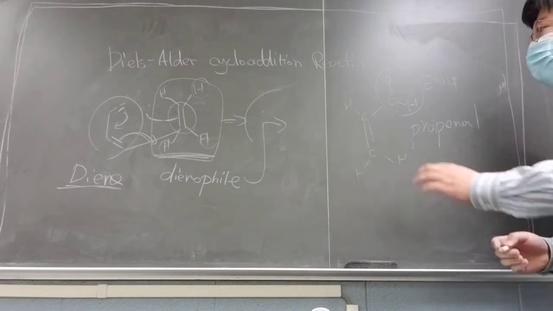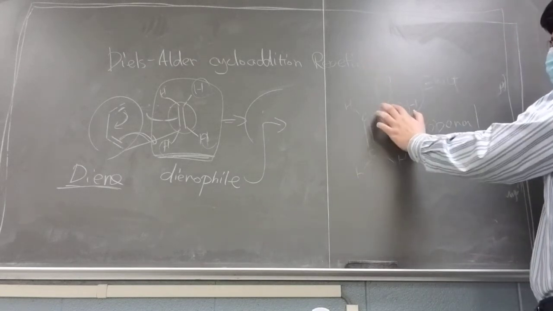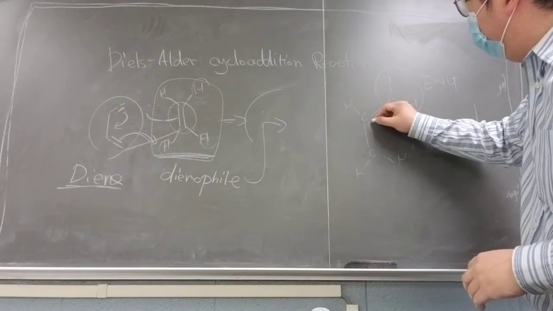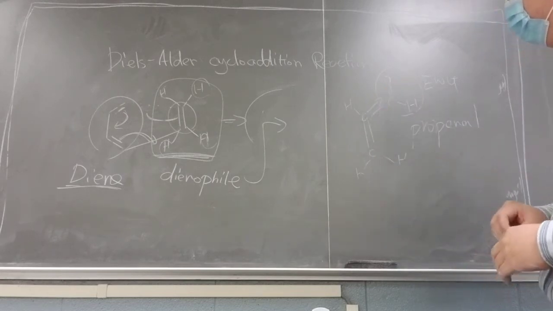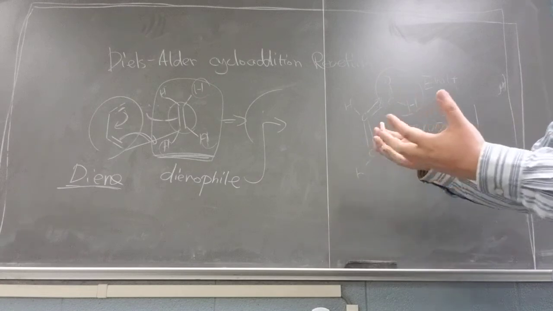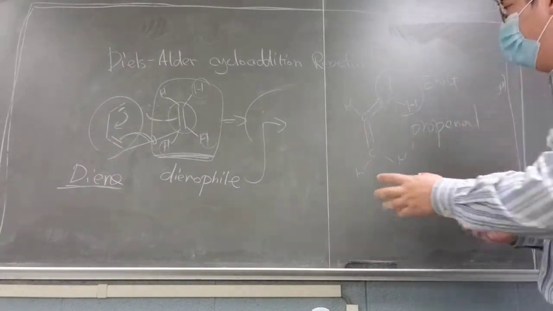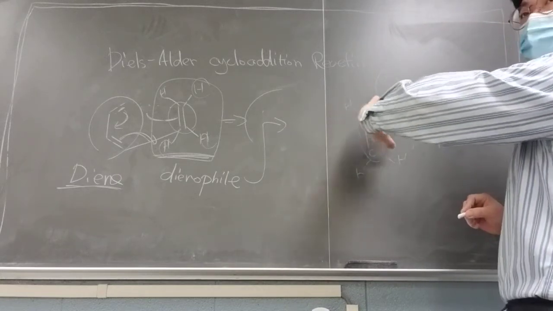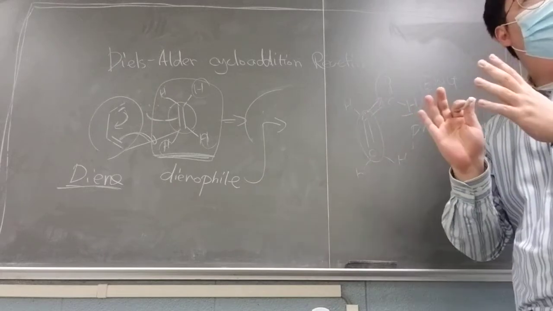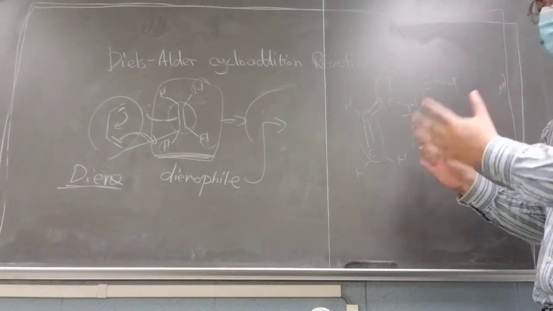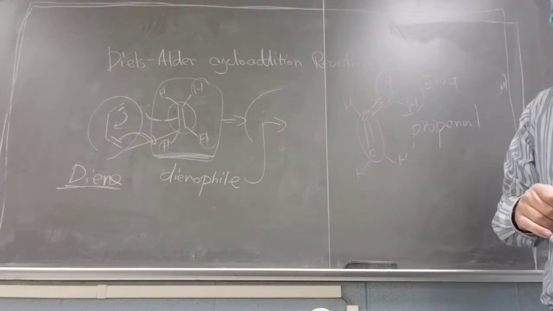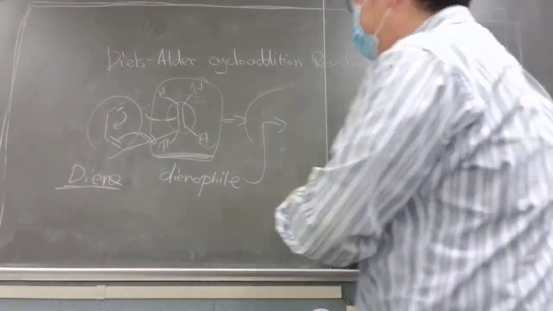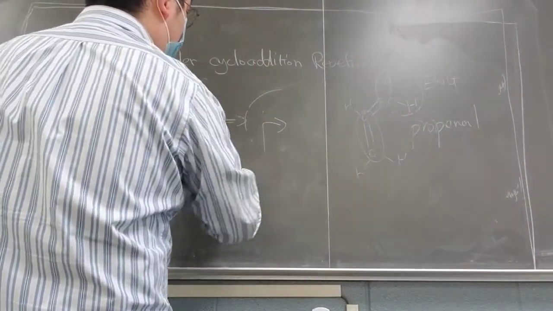Electron withdrawing groups, because of this oxygen making a double bond to this carbon, this whole carbonyl group with the hydrogen makes quite a pulling force. They try to attract the electrons in this double bond between the two carbons over here. Why is it so important to make this a very good dienophile? I'll explain, but let's do this first.